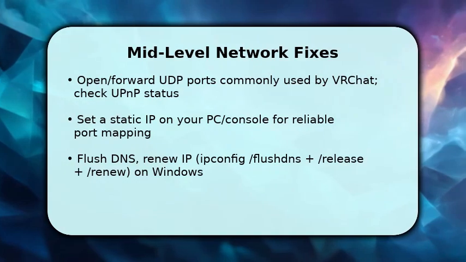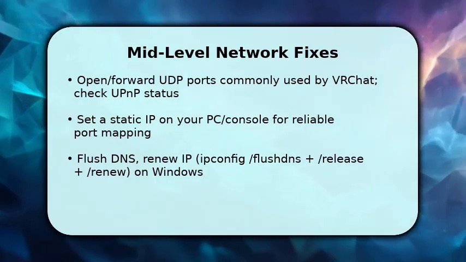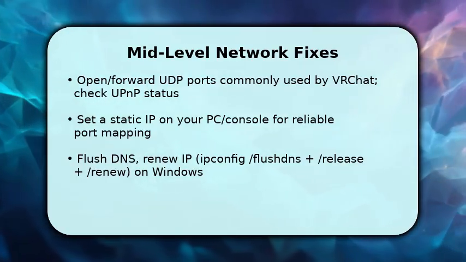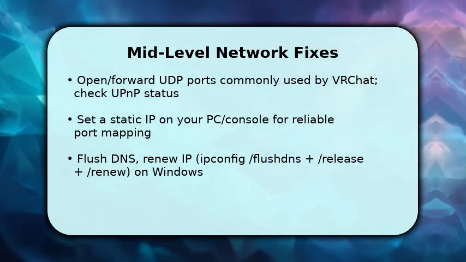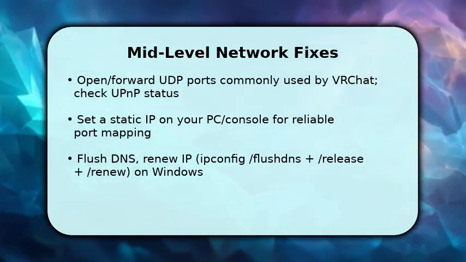Now you dig into network configuration. Assign your machine a static IP to keep port mappings consistent and enable UPnP on the router or manually forward the UDP ports VRChat uses.